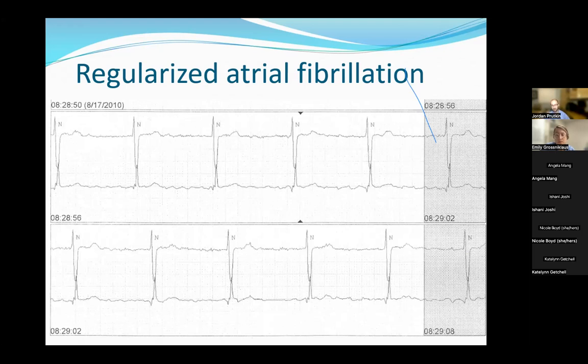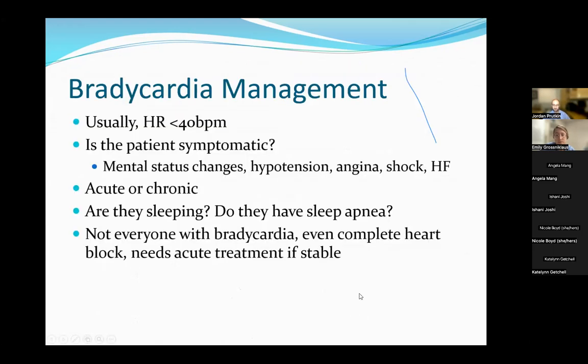The other situation where you will see this on a surgical service is post-cardiac surgery: they get AFib post-cardiac surgery, and then they get heart block, depending on what the surgery is. But digoxin toxicity. All right, so bradycardia management.